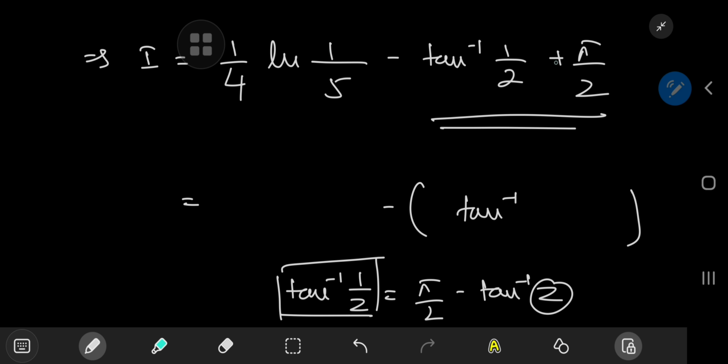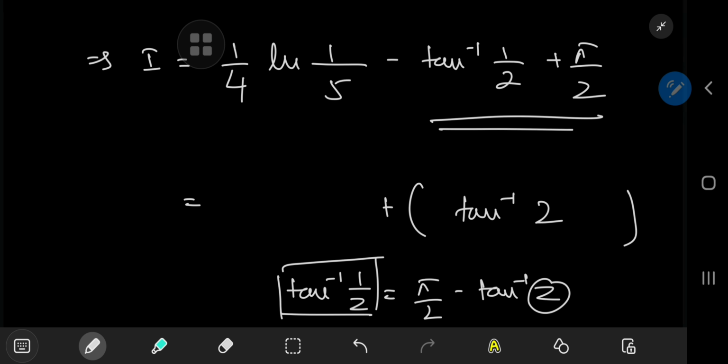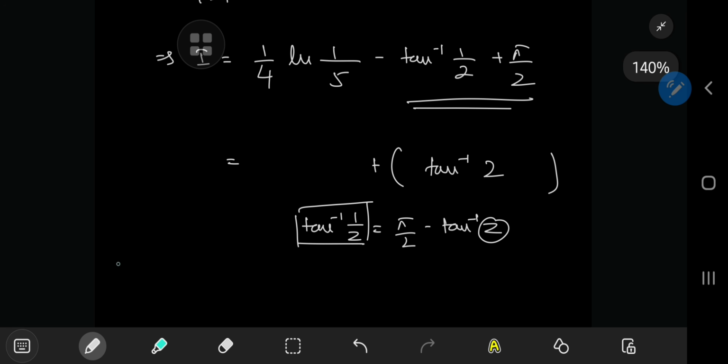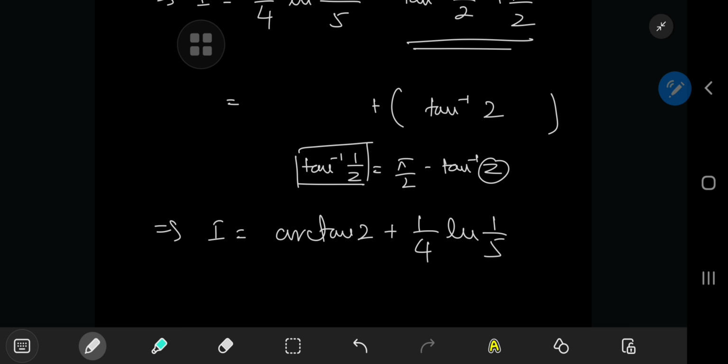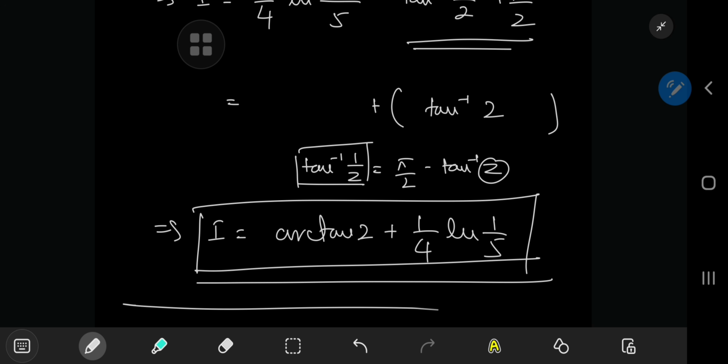And wait a second, there was a plus sign. Yeah, this is a plus sign. So we have the inverse tangent of 2 here. So finally, we may summarize our results as our target integral I being equal to the inverse tangent of 2 plus 1/4 of the logarithm of the reciprocal of 5, which is quite a nice result indeed, and a pretty nice journey of integration, if I say so myself.